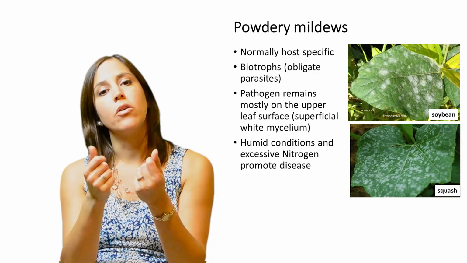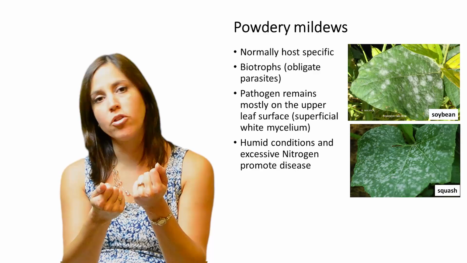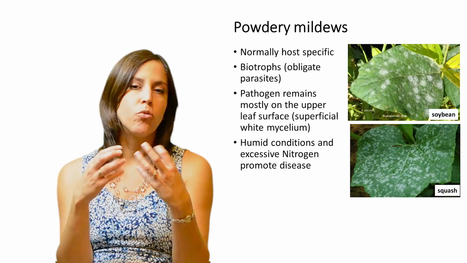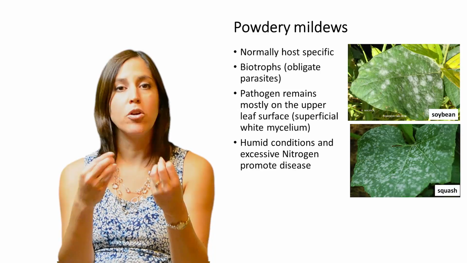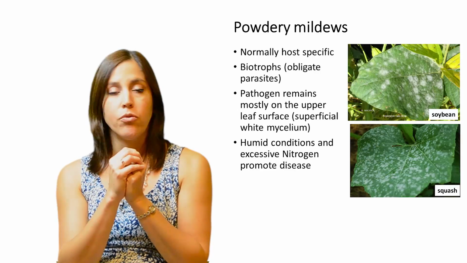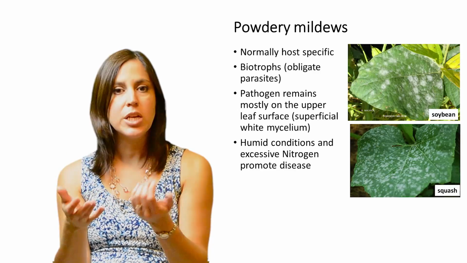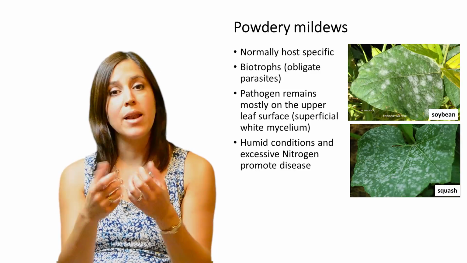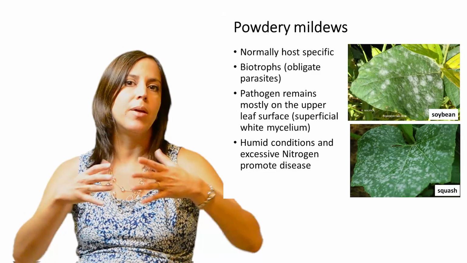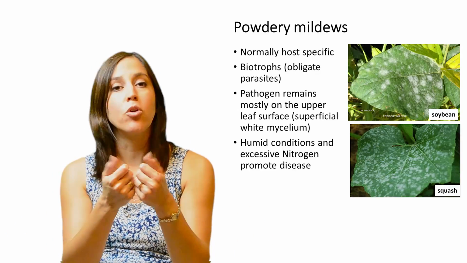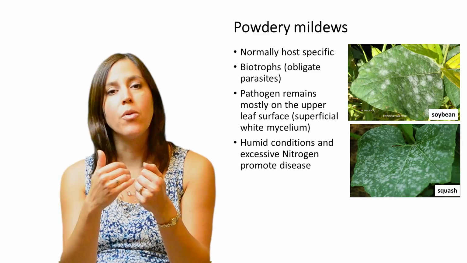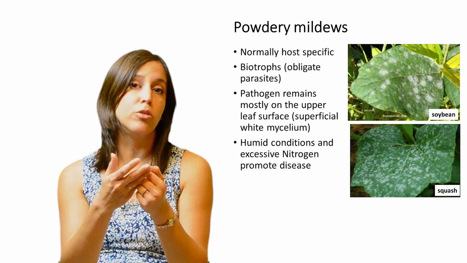Nitrogen is very important because if you add too much nitrogen to a plant, it's going to induce a lot of growth, because it's one of the major nutrients required for the plant to grow and start producing more tissue. So the more nitrogen you add, the faster the leaf growth is going to happen, and the tissue may be more tender. Because of that, it's more susceptible to some of these diseases, especially powdery mildews.